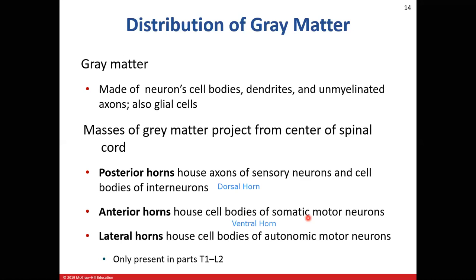So the neurons that we have control over are going to be found in the anterior horn. The neurons of the muscle tissue that we don't have control over are going to be found in the lateral horn. Now make a note that the lateral horn cells are only going to be present in T1 to L2. So really it's only going to be found mostly in the thoracic spine, or the thoracic part of the spinal cord.